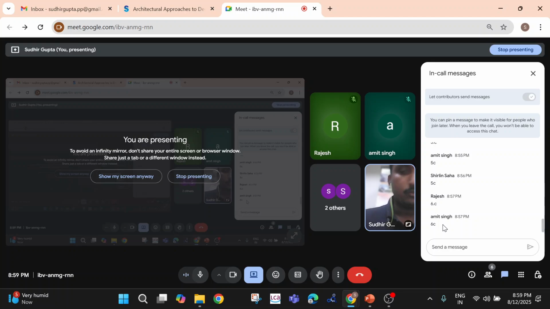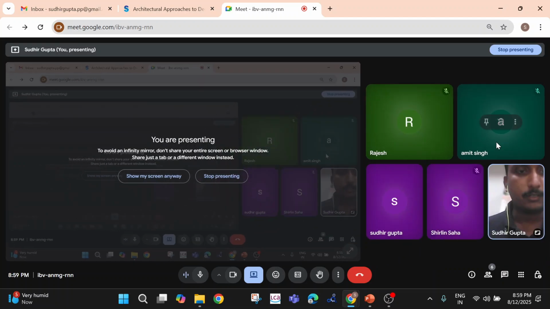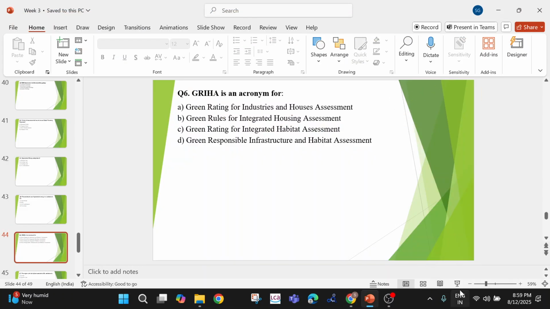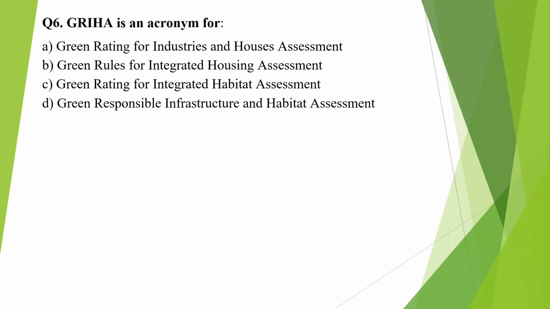Okay, two answers I have received till now. Okay, three now. All of you are opting for option C. You are saying that GRIHA refers to the Green Rating for Integrated Habitat Assessment, and all of you are absolutely correct. Option C is the most appropriate answer, and the only answer I should say, for this question.